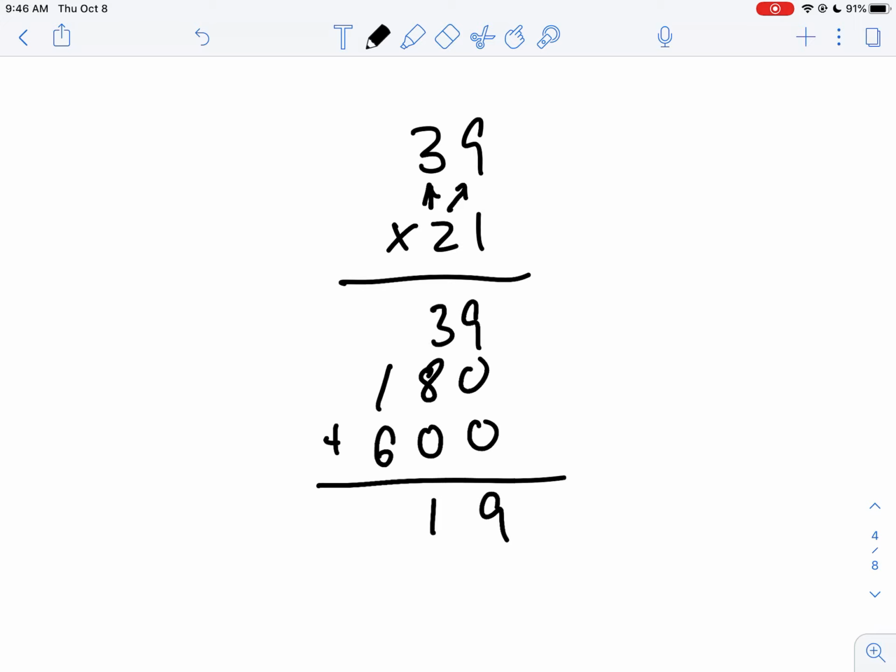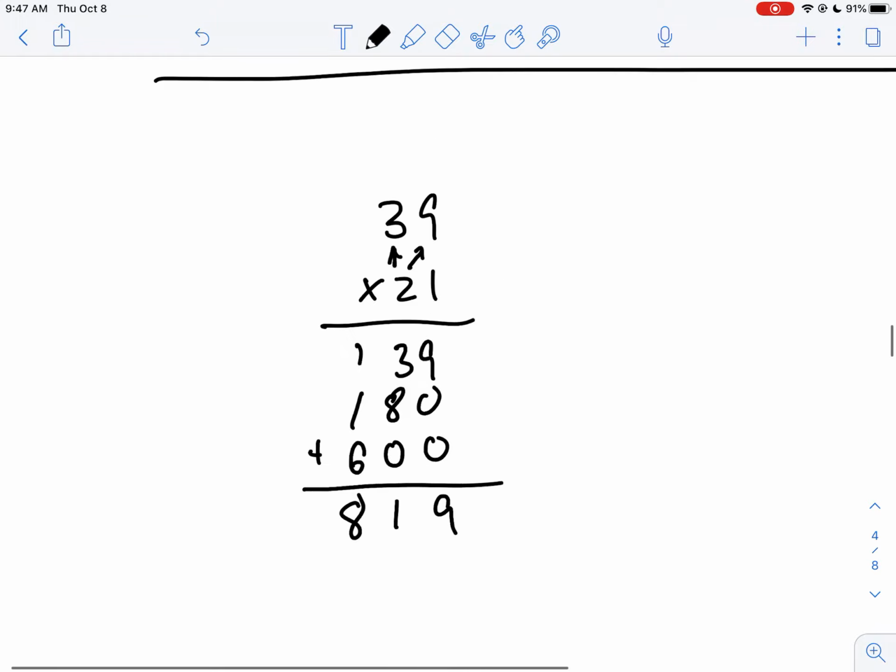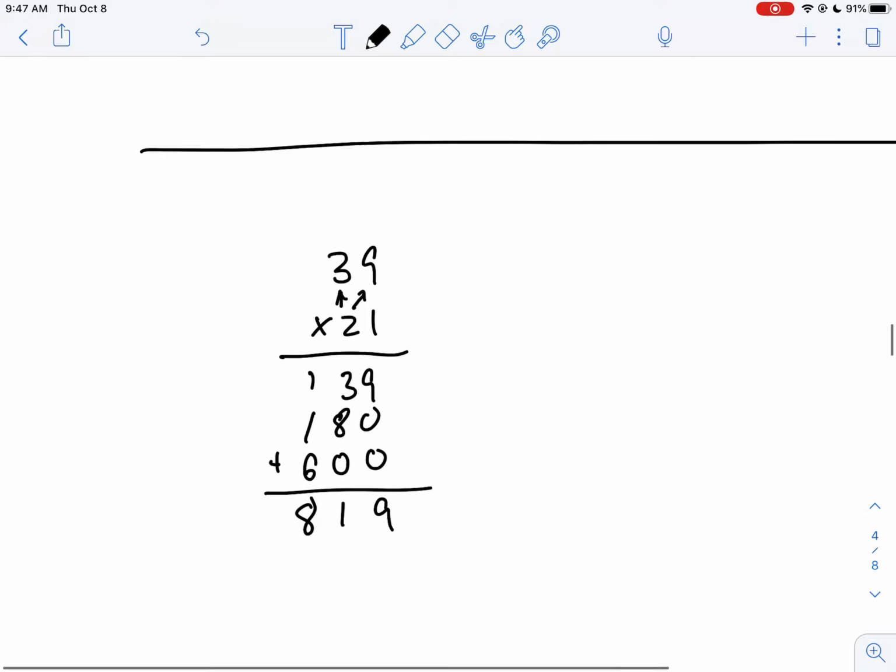So you could just do, you know, you carry the 1, do that process, we get 8 here. 819 is the end result, using the standard algorithm, or at least a version of the standard algorithm.